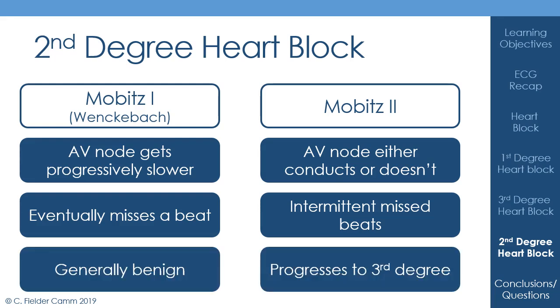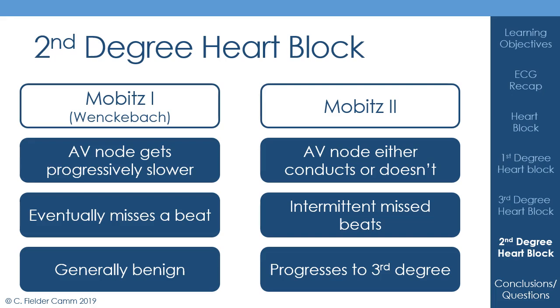And Mobitz 1 is relatively benign, actually. If I tried to make your heart go fast enough, if I put a pacing wire in your atria, you can eventually reach a point where everybody's heart will start Wenckebaching if you get fast enough. And it's just part of the AV node's safety mechanism to help stop the ventricle going too quickly.